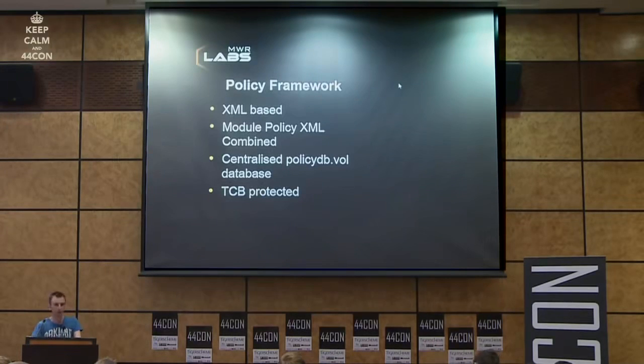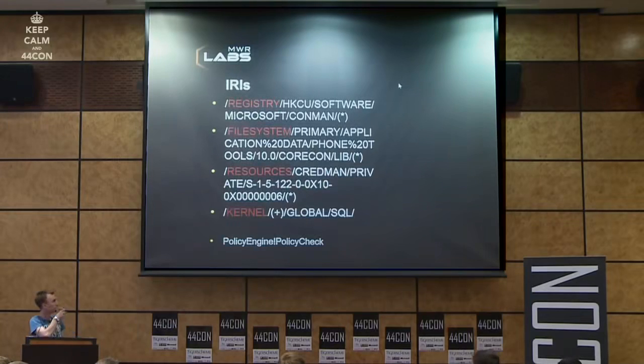This is also protected by the trusted computing base. So if you want to compromise the centralized policy, then you have to compromise the trusted computing base to get at this. How this works is there's a number of resource identifiers, which form a hierarchical namespace. You can specify these resource identifiers for things like the registry, the file system, and other resources. So this top one, for example, is like HKEY_CURRENT_USER, Software, Microsoft. And you can use wildcard matching as well. So everything underneath that key has the policy applied to it when a policy check occurs.